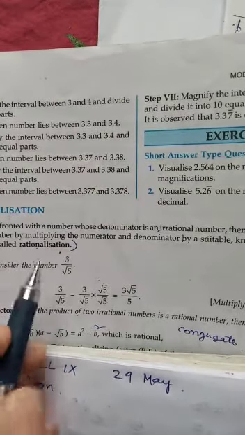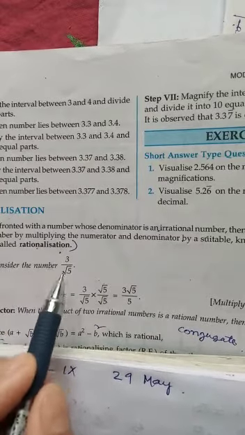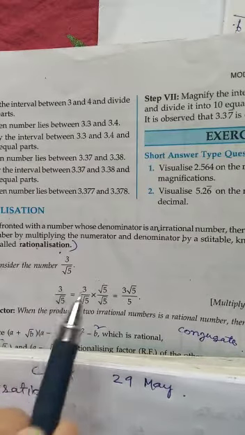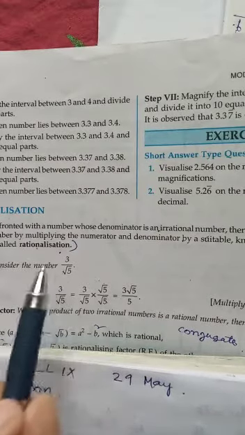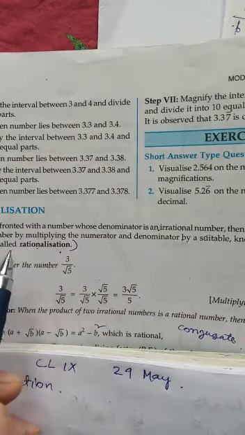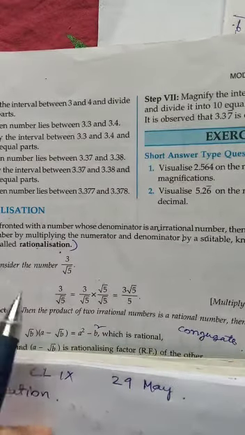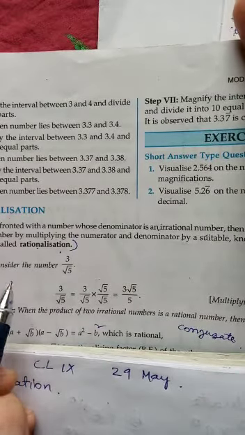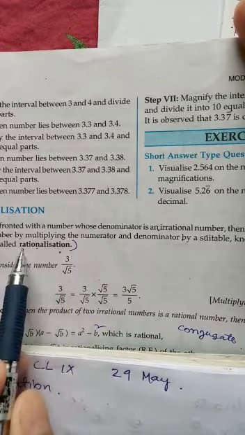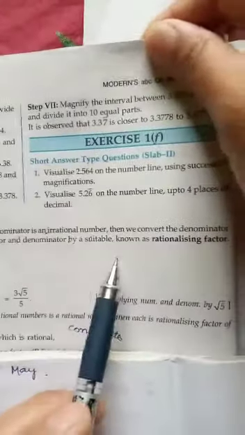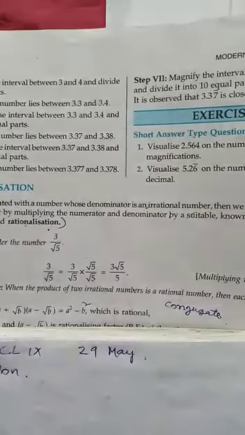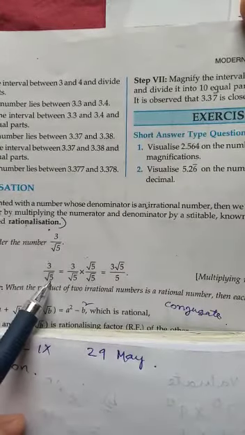So remember, when we try to remove the square root, the radical sign, by multiplying by some new number, that process we call rationalization. In simple words, converting an irrational number to a rational number is what we call rationalization. And that new number which we multiply is what we call the rationalizing factor. Like here you see the example, we have 3 by square root 5.